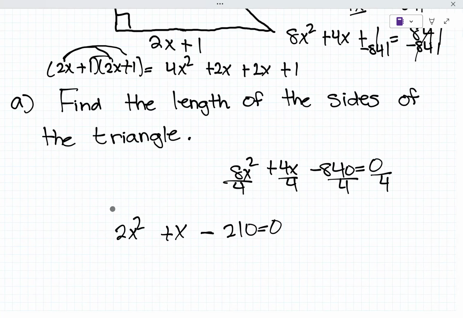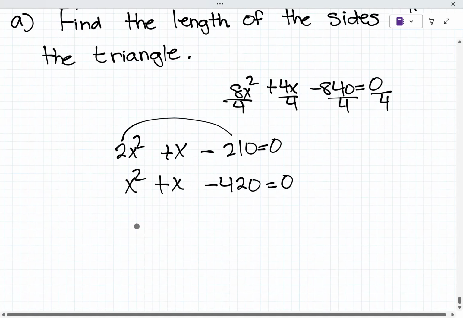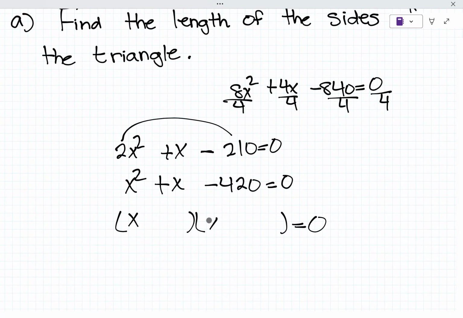Okay, now we may try bottoms up. So it's going to be x squared plus x, and then 2 times negative 210 is negative 420. And then do simple factoring. x, x, and then what you know is multiply to negative 420 and add to 1. Definitely positive 21 and negative 20. And then divide the 21 by 2, divide the negative 20 by 2. 21 over 2 is going to be 2x plus 21. And then negative 20 over 2 is negative 10.